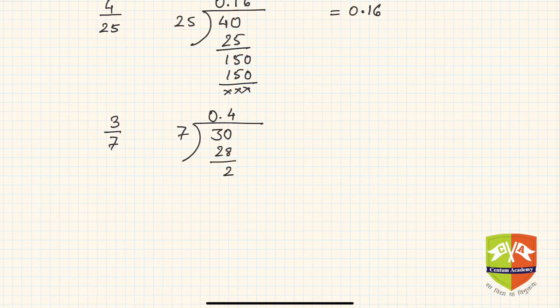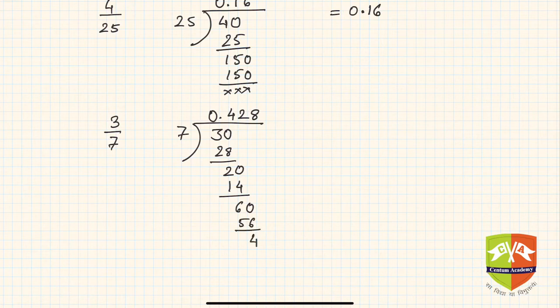2, right? Then again put a 0, 20, then what? 7, 2 times 14, isn't it? Then what? 6, so 60. Now what? 7, 7's are 49, 7, 8's are 56. So 7, 8 times 56, so what is it?